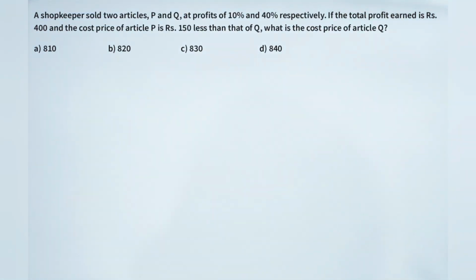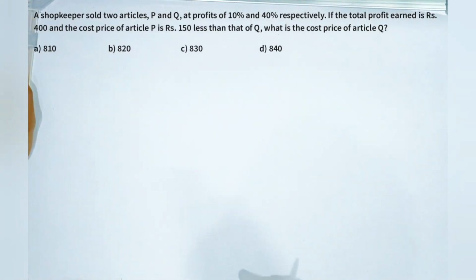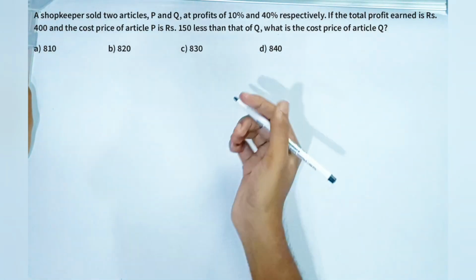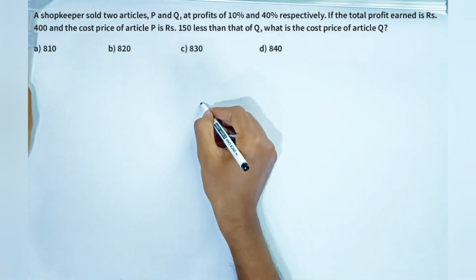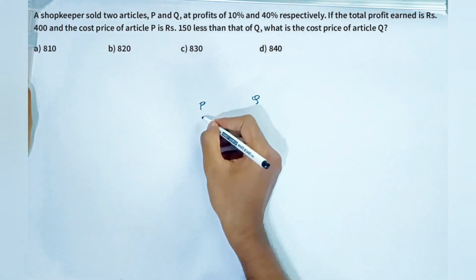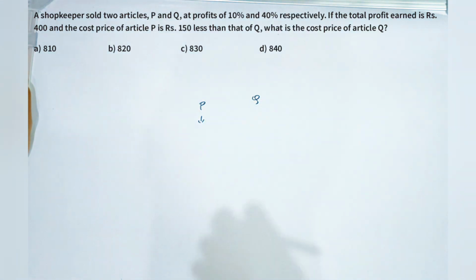Okay, going to the next question. A shopkeeper sold 2 articles, P and Q, at profits of 10% and 40% respectively. If the total profit earned is 400 and the cost price of article P is 150 less than that of Q. Let us write the information given in the question. A shopkeeper sold 2 articles, there is a P article and there is a Q article.